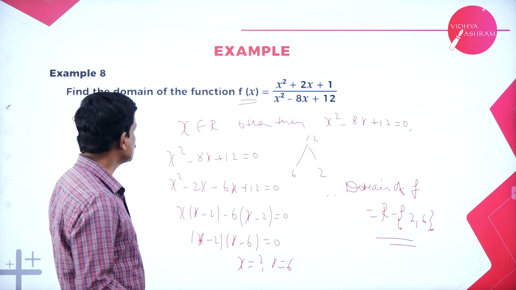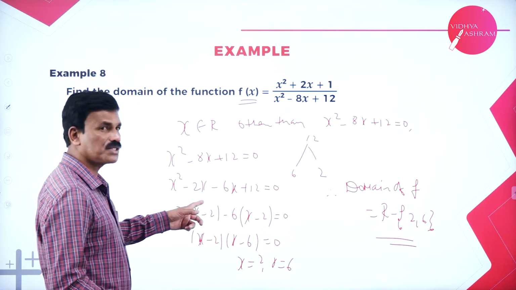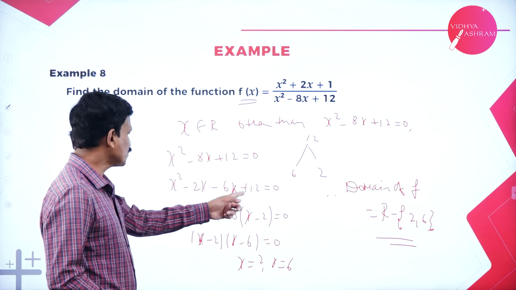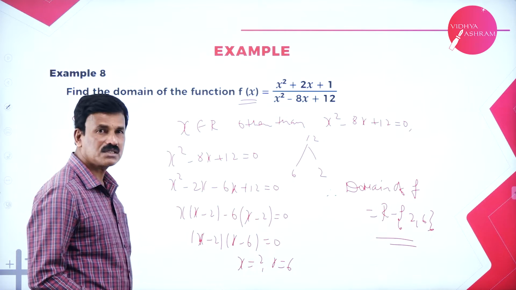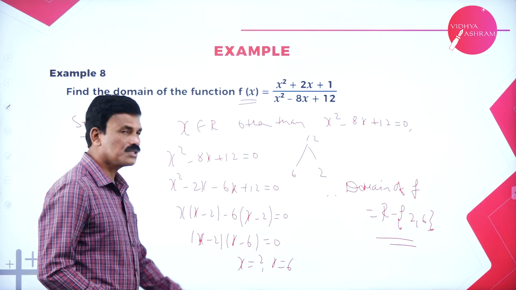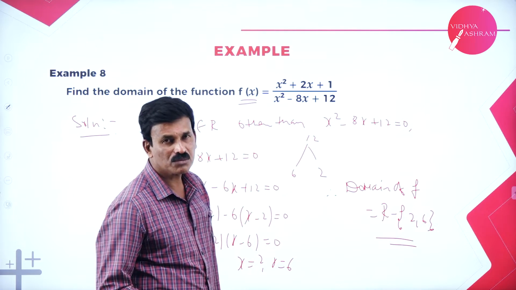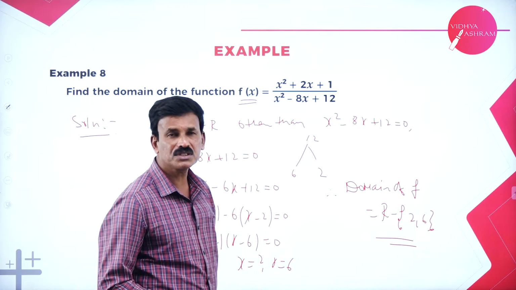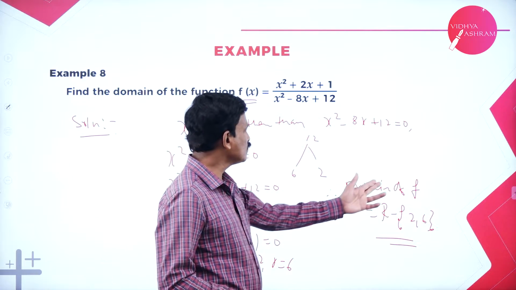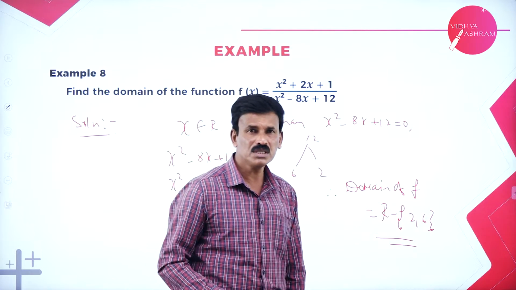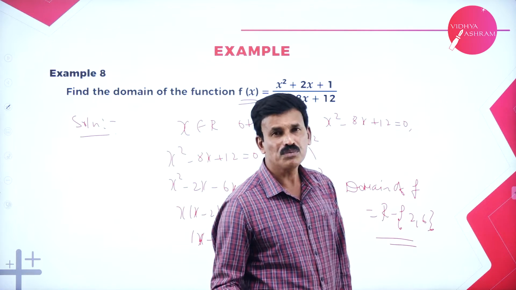x square minus 8x plus 12 becomes x square minus 2x minus 6x plus 12. Here x common factor, x minus 2, minus 6 common factor, x minus 2. The factors are (x minus 2) into (x minus 6). So, therefore, x is equal to 2 and x is equal to 6. So, that means the domain is nothing but the set of all real numbers except at 2 and 6. That can be written as the domain of function f is equal to R minus {2, 6}. That's it. Okay. Hope you followed.